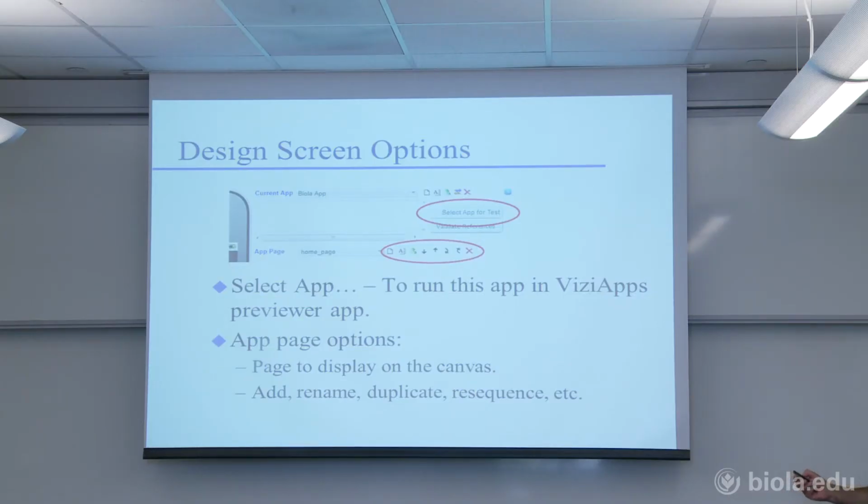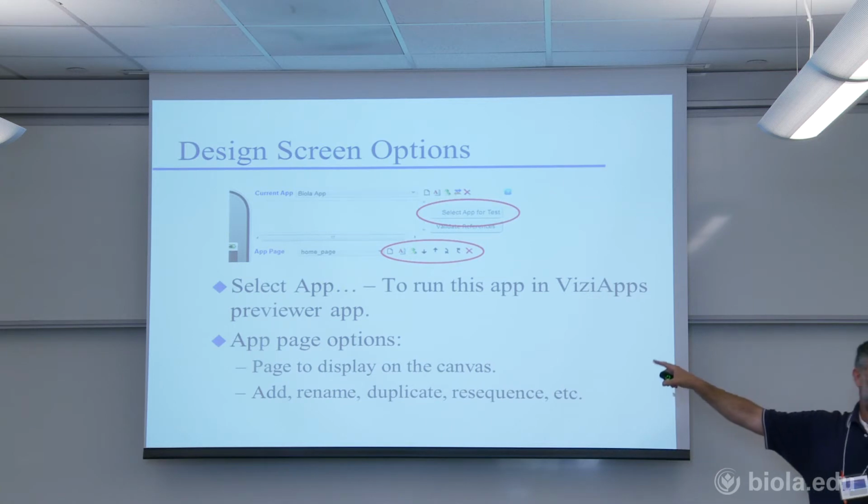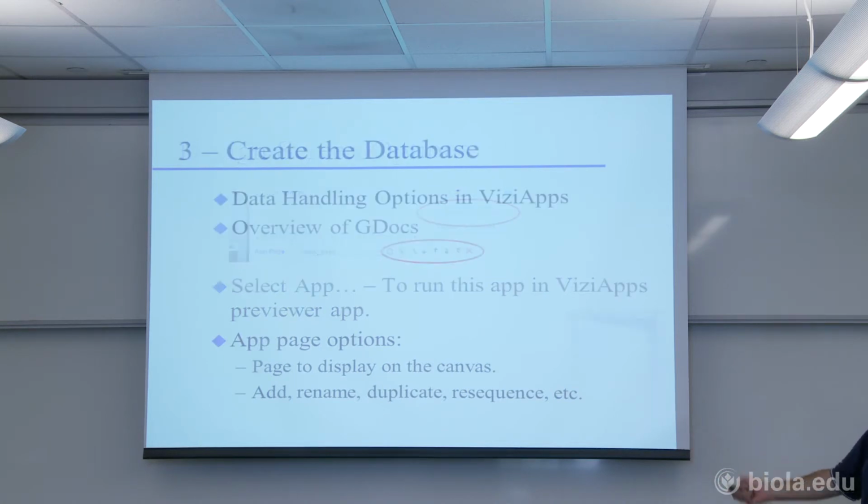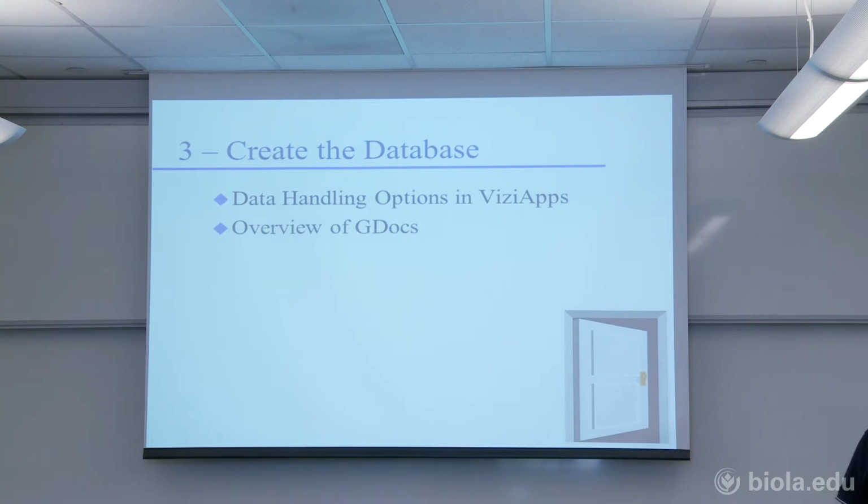Select app for test. This is the button up here, upper right, that will automatically tell ViziApps to display this app in the preview app on your phone. All right, various options for your app pages. Create a new app page, copy it, move it, delete it. You know, it's sort of housekeeping stuff. That's the interface.